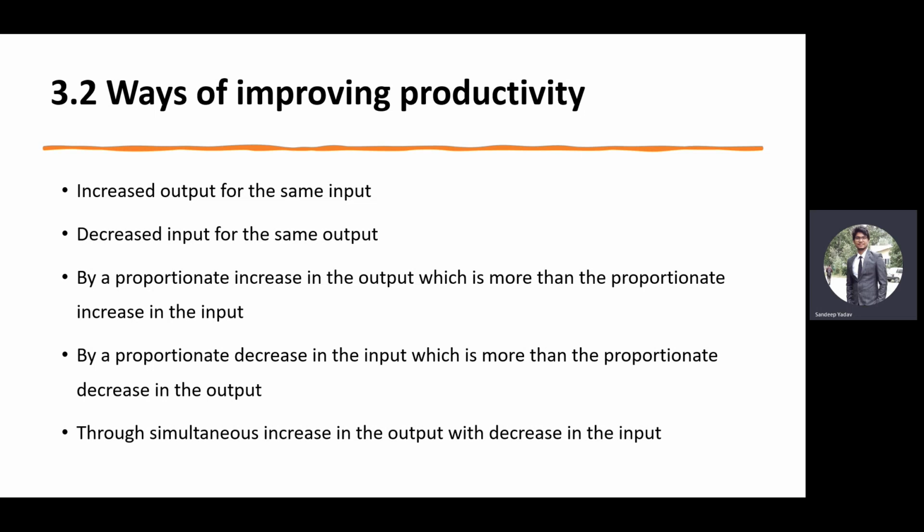increase by a proportionate increase in the output which is more than the proportionate increase in the input. That is, we are simultaneously increasing the output and decreasing the input, and the proportionate decrease in the input is more than the proportionate decrease in the output. It's a similar thing. Another way is through simultaneous increase in the output with decrease in input. These are all the same thing. The major point here is that we have to increase the output and decrease the input.